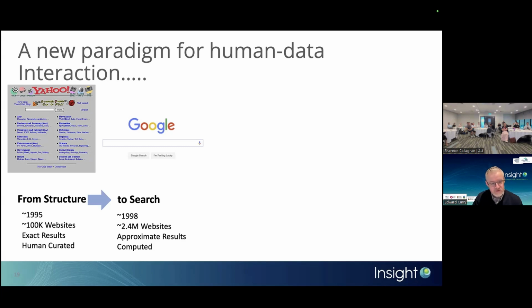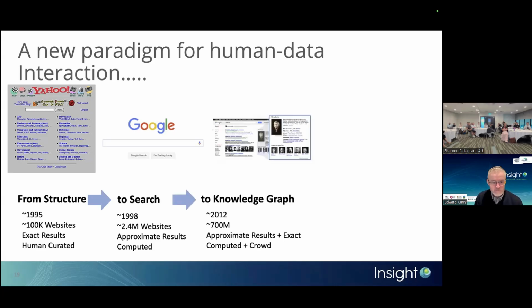The key thing here is that there were no humans involved in the process, really. The results were computed. They were basically analyzed using PageRank and other algorithms to figure out what are the best web pages for a particular query. And that was a game changer. And this became the primary way that we interacted with information.